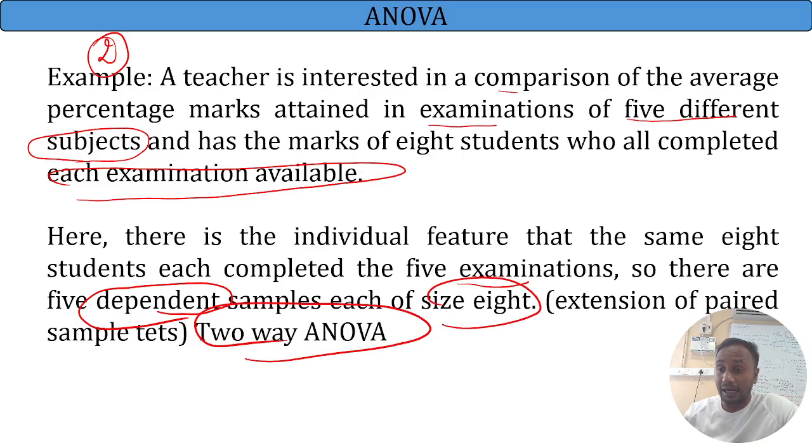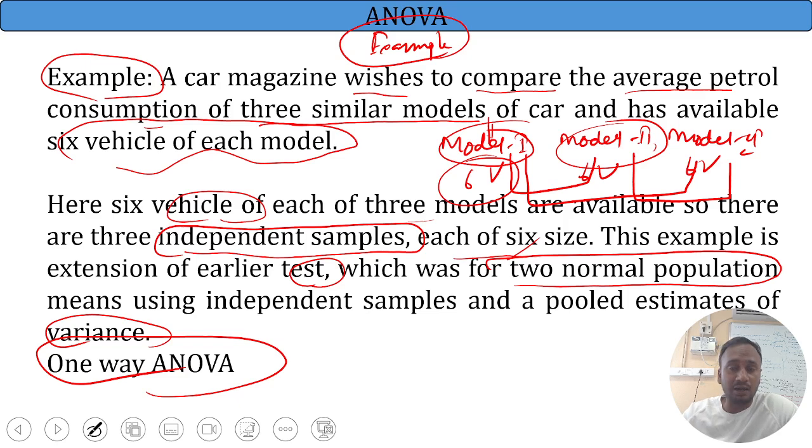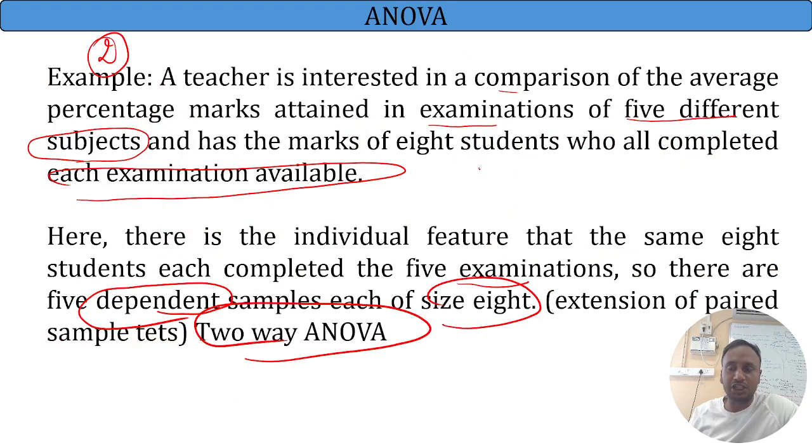Earlier we had three different car models, but here each student is going to take part in all five subjects. It means it's a paired design, dependent on each other. So if they are going to compare, they have to do the dependent sample test, which comes under the two-way ANOVA instead of the one-way ANOVA.